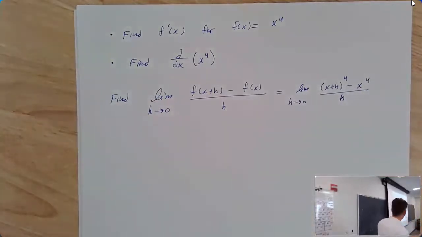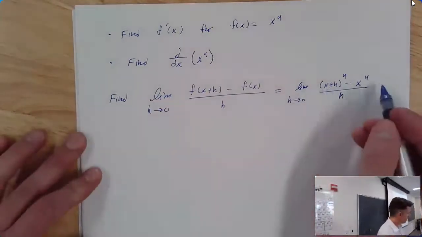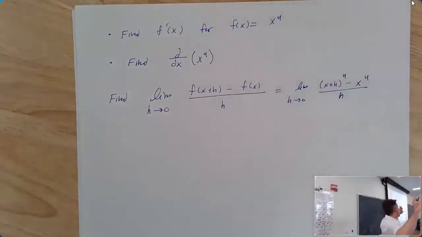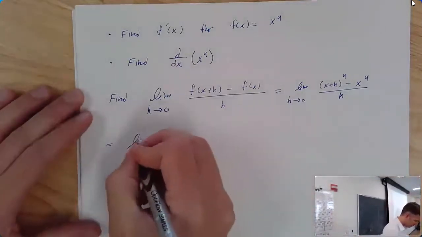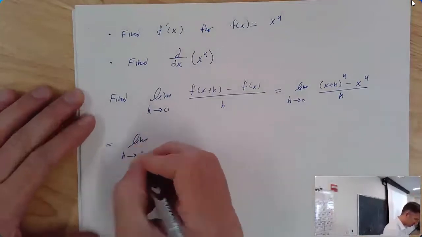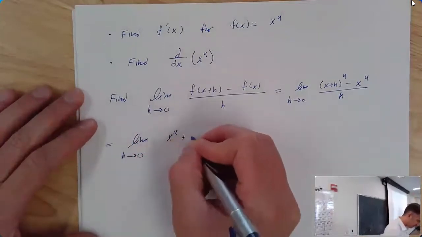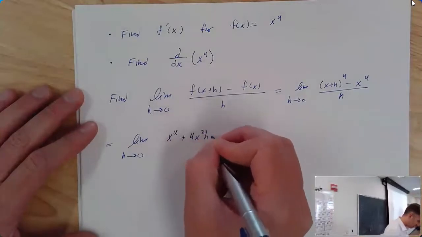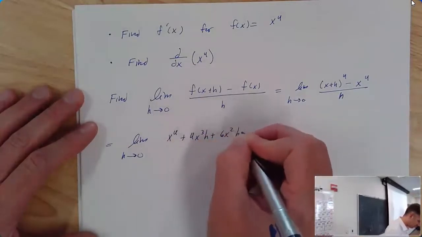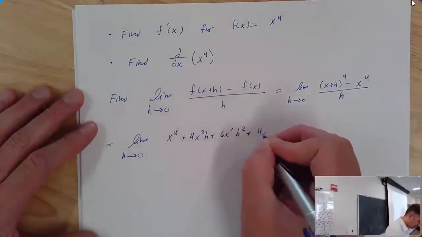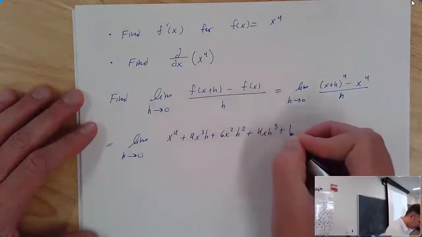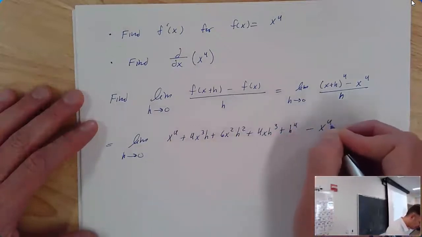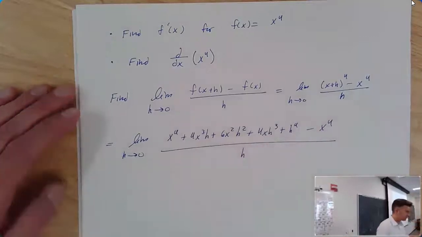And now we're taking the limit as h goes to 0 of x plus h to the 4th minus x to the 4th all over h. Well, we're going to FOIL it out, but we're just going to use Pascal's triangle, right? We already wrote it down on the previous page. That's going to be the limit as h goes to 0 of x to the 4th plus 4x to the 3rd h plus 6x squared h squared plus 4xh cubed plus h to the 4th minus x to the 4th all over h.